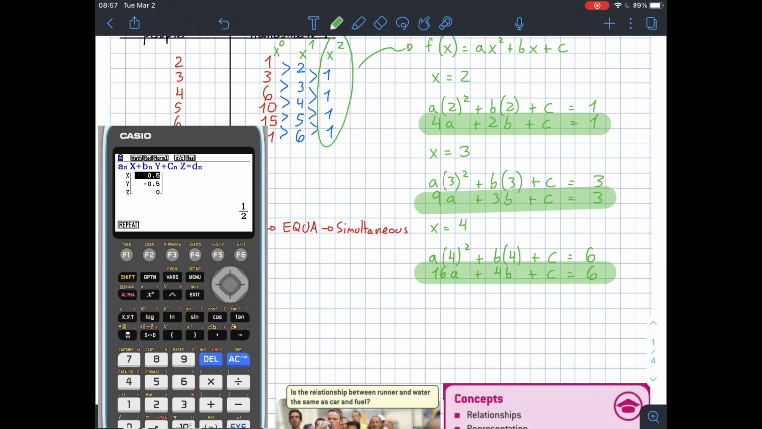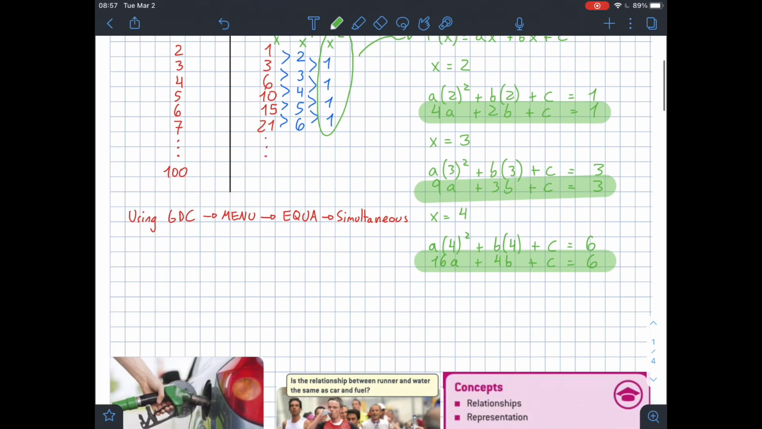So let's go back to the assignment. The value of A, according to our GDC, is 0.5 or 1/2. We could write as 1/2. Then the value of B is -1/2. And the value of C is equal to 0.